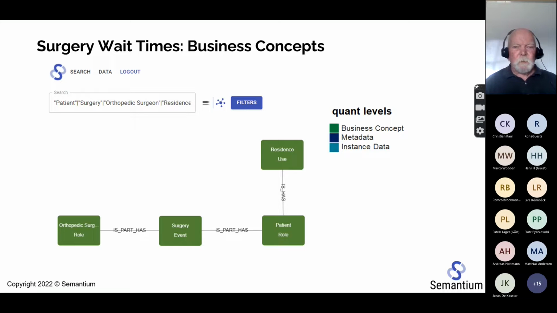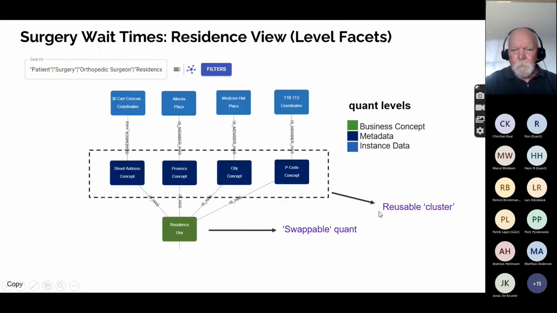So these are the different views. In Semantium, this is how I arrived at this particular graph. We put in double quotes, which means an exact match. So I put in patient, surgery, orthopedic surgeon, and residence. And these are all business concepts. So in a surgical event, we have a participant, an orthopedic surgeon, another participant, a patient, and then the patient has a residence. That's how those are separated in the model.